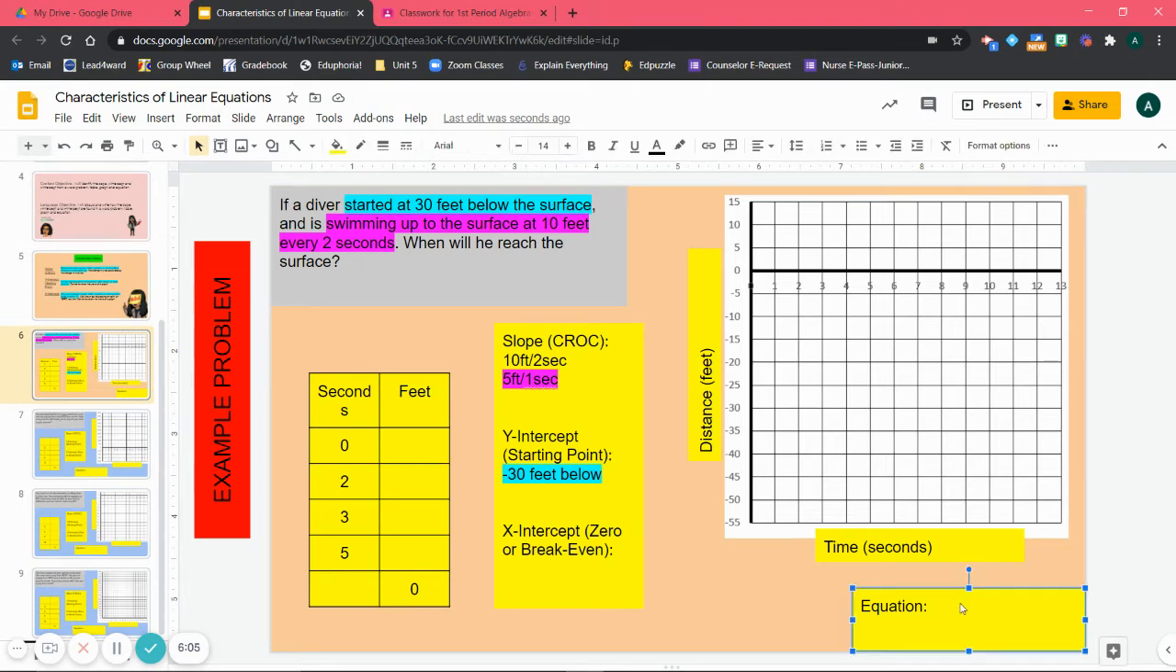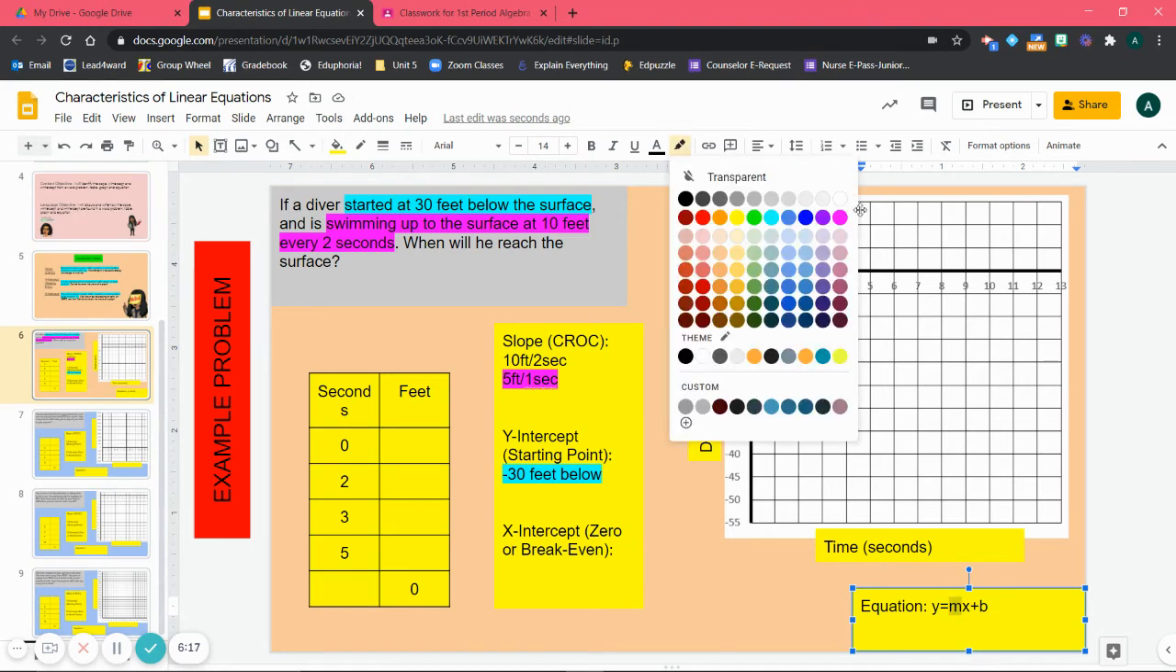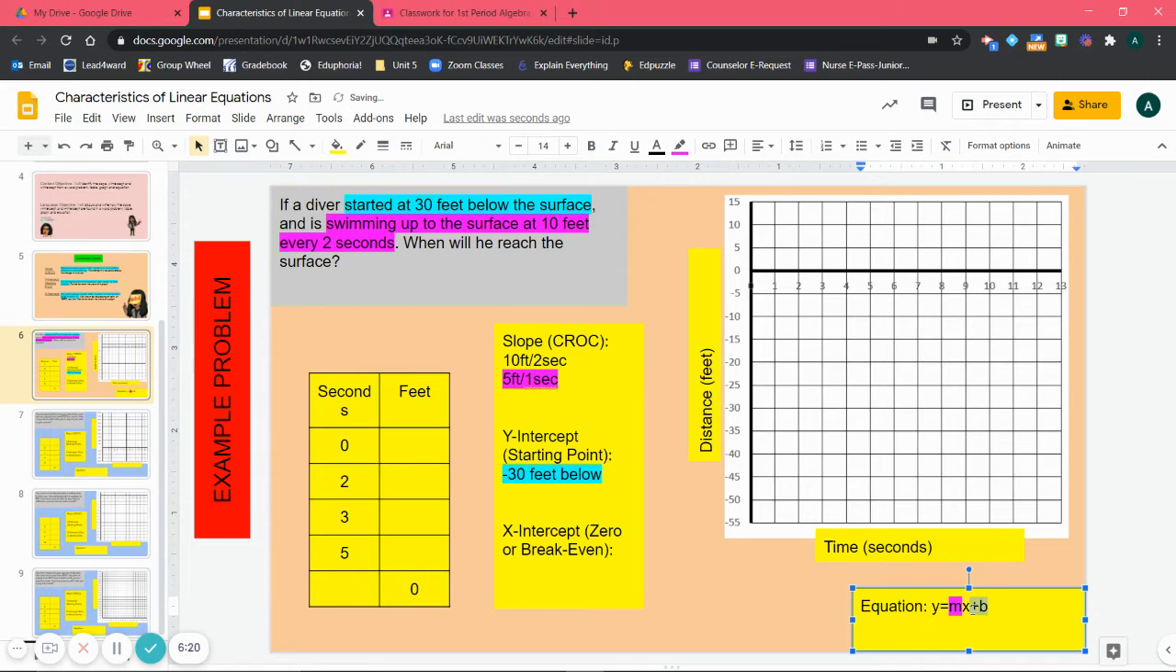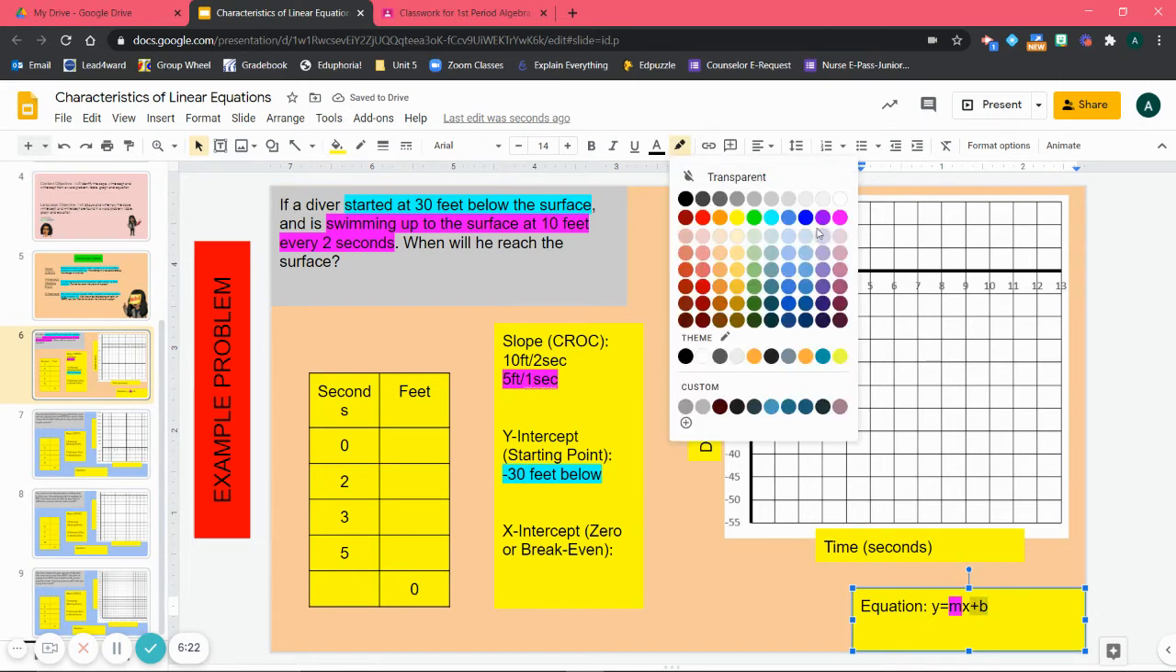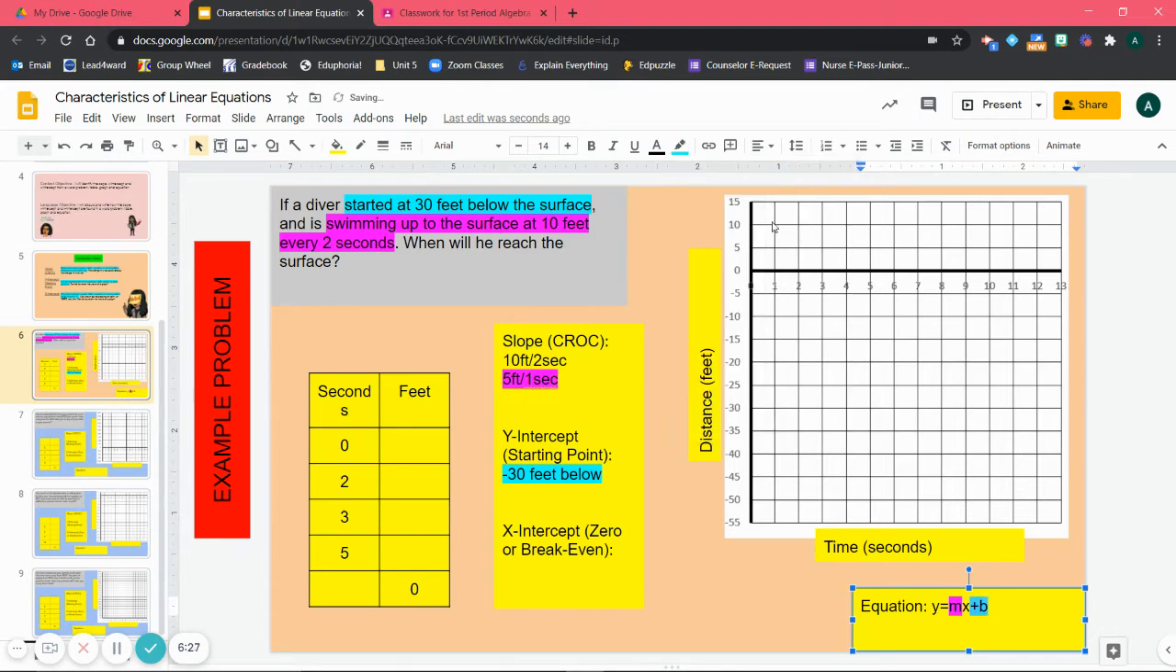So for my equation, it is the same equation that we've been practicing, y equals mx plus b. Now remember, m represents our constant rate of change, and b represents our starting point. So now in our new vocabulary, m represents our slope, and b represents our y-intercept. Okay. All right.